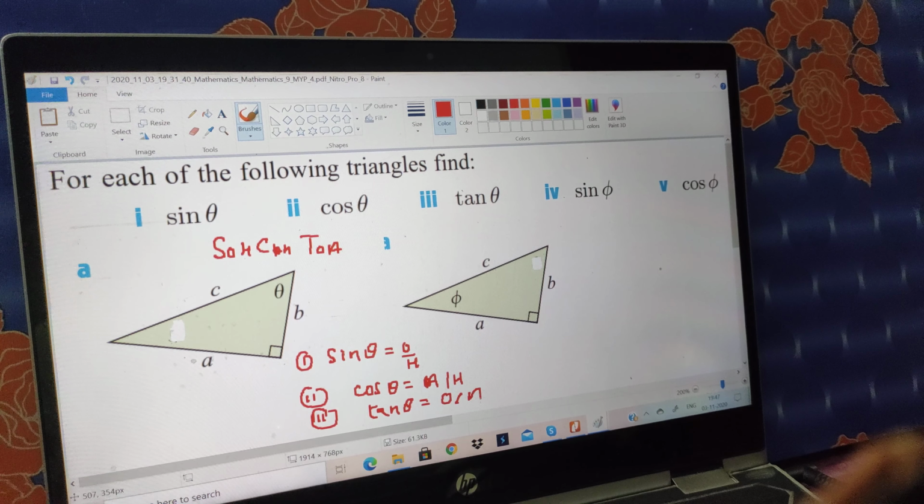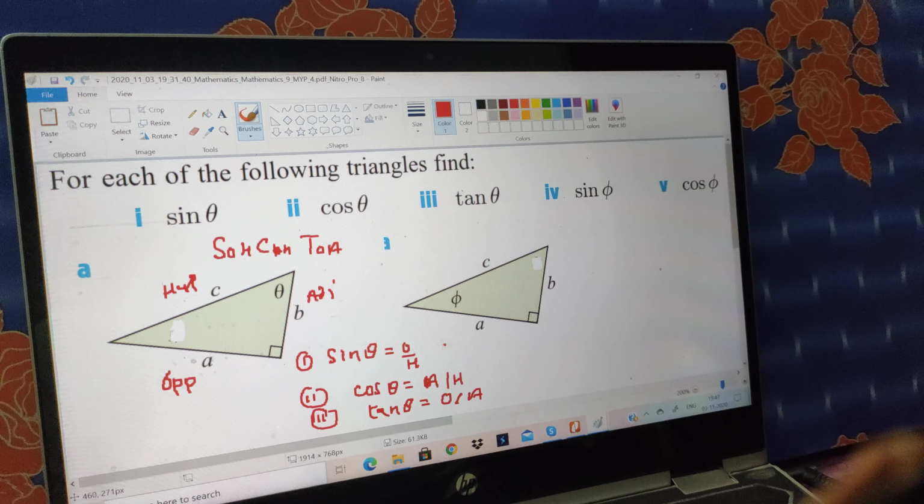opposite upon adjacent. So before we answer this question, we will label the first triangle according to this theta. You know that the side opposite to 90 degrees is the hypotenuse, the side opposite to theta is the opposite, and the side adjacent to theta, or the remaining one, is the adjacent itself.